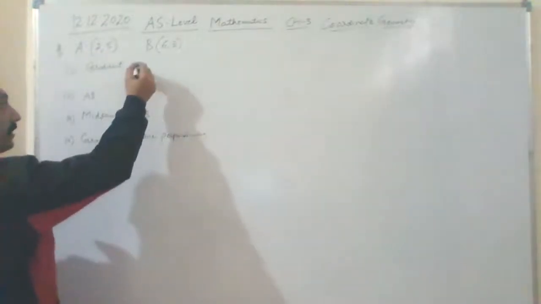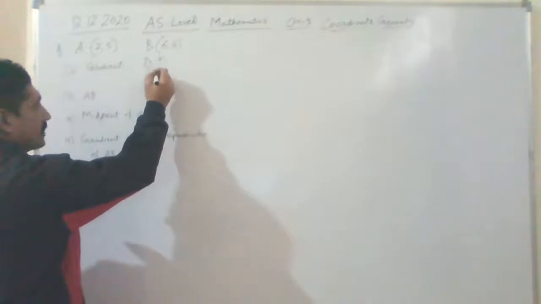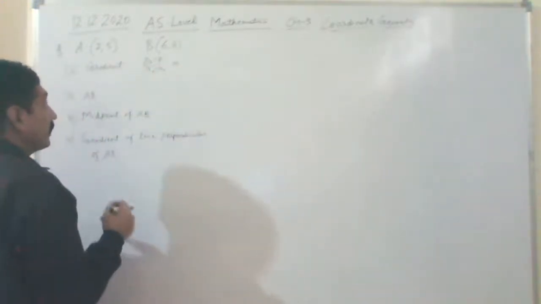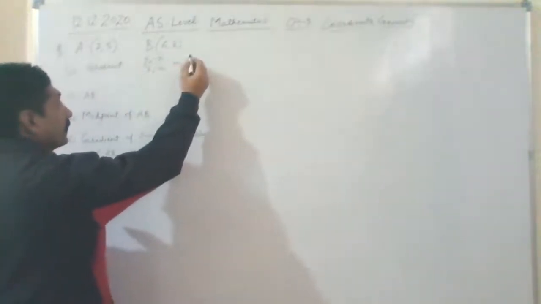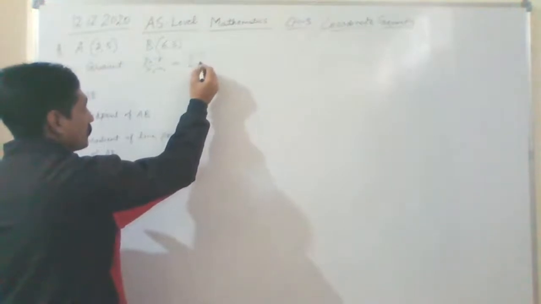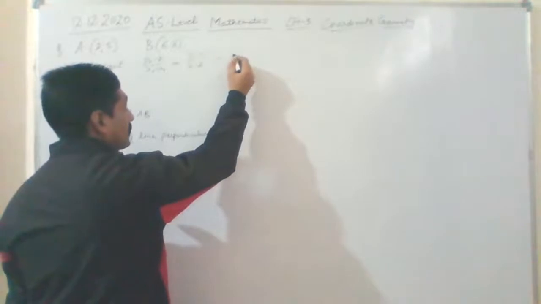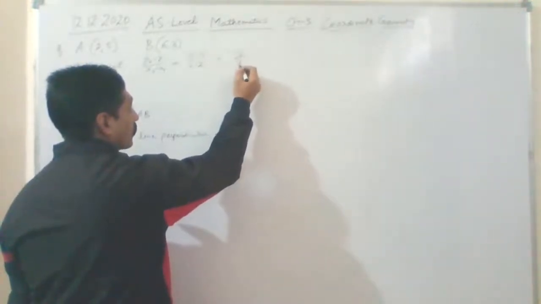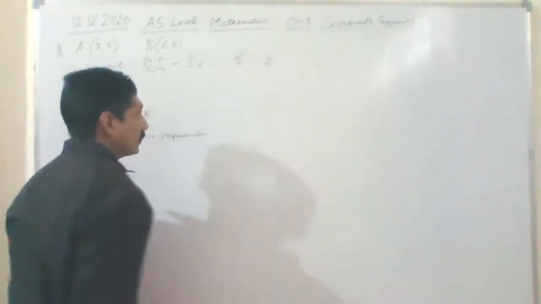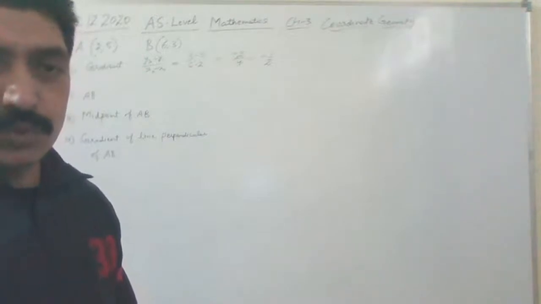First is the gradient. Gradient we know y2 minus y1 upon x2 minus x1. So which is equal to, here y2 3 minus 5 divided by 6 minus 2. So here we have minus 2 upon 4, which is equal to minus 1 by 2. What is the slope of the line? Minus 1 by 2.